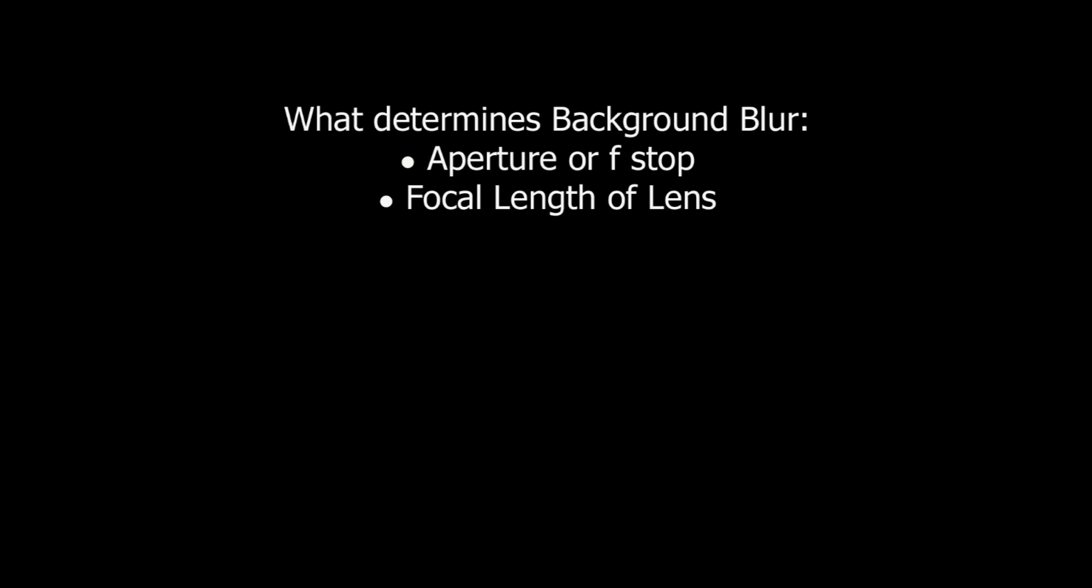Second, the focal length of your lens. If you're using, say, a 200 or even a 300mm lens, you're going to get some nice blur in the background with that lens. We're going to show you different samples and point that out to you. And third, of course, the distance from camera to subject, and also the distance from your subject to the background.